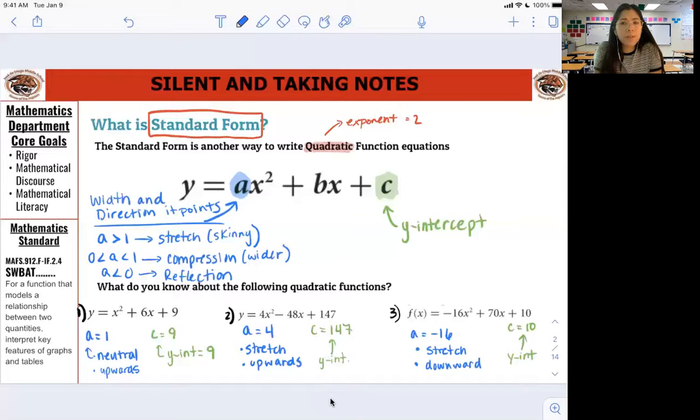Now, again, do I know the vertex at all on any of these? No. Also, does B tell me anything? No. Nothing at all. So those numbers in the middle, they don't really tell me anything.